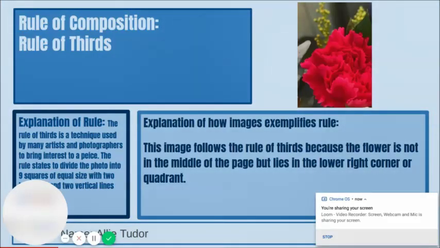My next rule is rule of thirds, and the rule of thirds is a technique used by many photographers as well as artists to bring interest to a piece, and the rule states that dividing the photo or art piece into 9 squares of equal size with 2 horizontal and 2 vertical lines creates quadrants, and I used the lower right 2 quadrants to take this picture of the flower, and therefore it follows the rule of thirds.